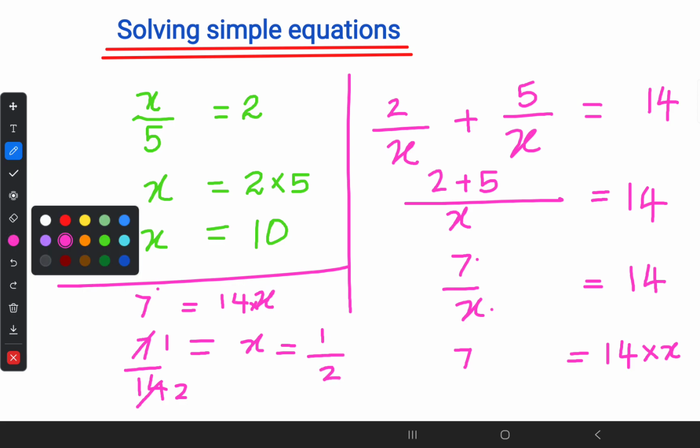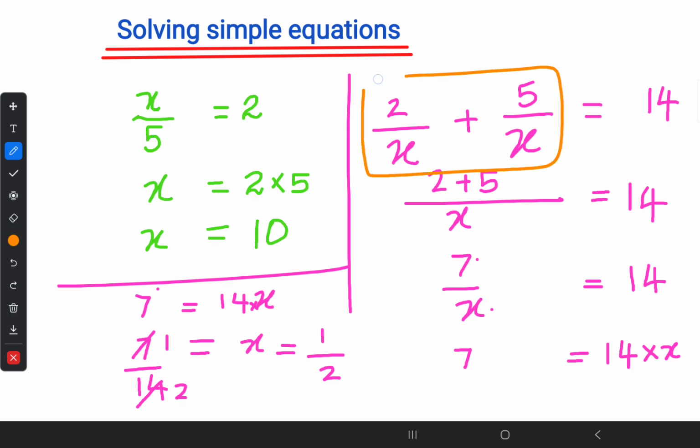I'll repeat it again from the beginning. There are two algebraic fractions. You have to find the simplest version of the algebraic fractions on the left hand side, that is 7 upon x. Thereafter it is just simplification. We cannot find x as a denominator. That's why I brought x as a multiplicand. So 7 equals 14 times x. Then the multiplicand 14 will become a divisor. After simplification, x would be equal to half.